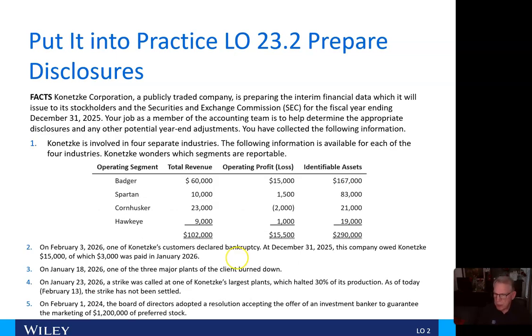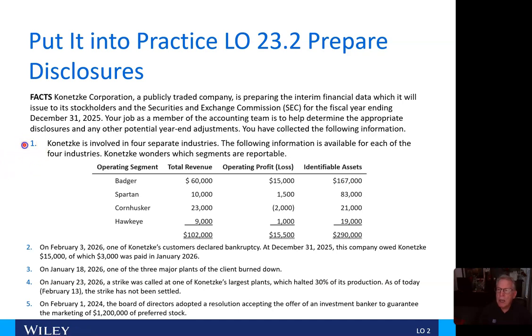All right, let's put it into practice. The Acctg Corporation, a publicly traded company, is preparing the interim financial data, which it will issue to its stockholders and the SEC for the fiscal year ending December 31, 2025. Your job as a member of the accounting team is to help determine the appropriate disclosures and any other potential year-end adjustments. You have collected the following information.